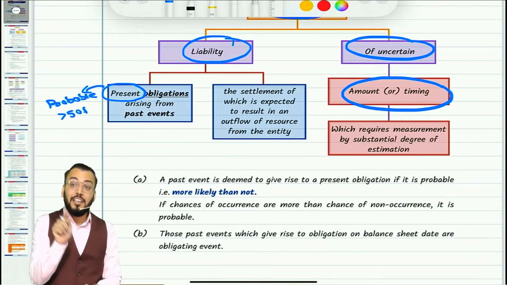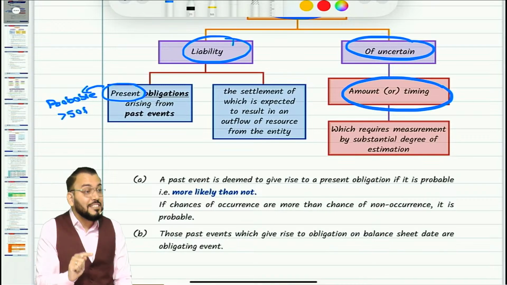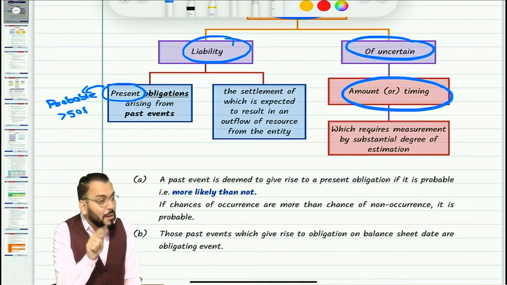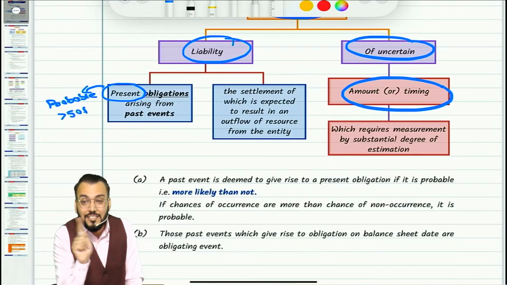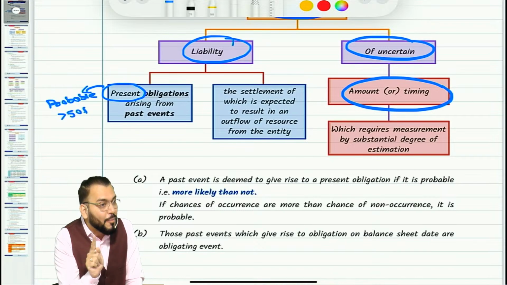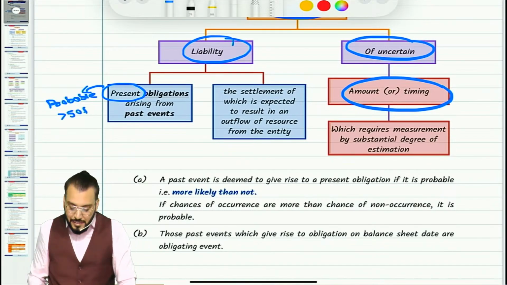So right now I am defining liability. I am not defining provision. The liabilities are present obligation arising from past event. All obligations are not liability. All obligations are not present obligation. So liability means what? Present obligation arising from past event.